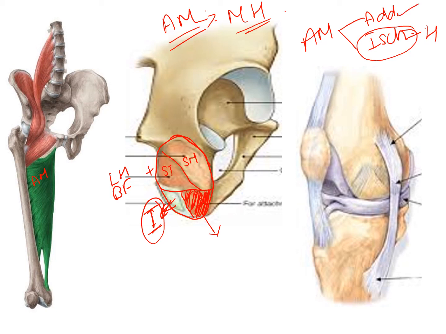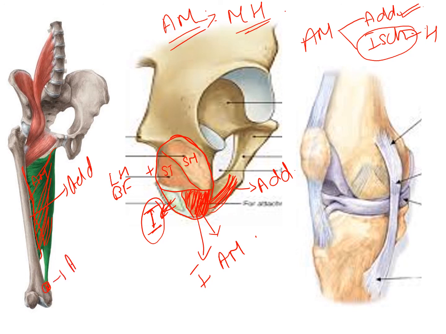Now this adductor component, where does it arise from? It arises from the ischiopubic rami. So this is the adductor component of the adductor magnus, and this is the ischial component. Both the adductor and the ischial components will attach to the femur. The adductor component attaches to the medial lip of the linea aspera. The ischial component is attached to the adductor tubercle of the femur.